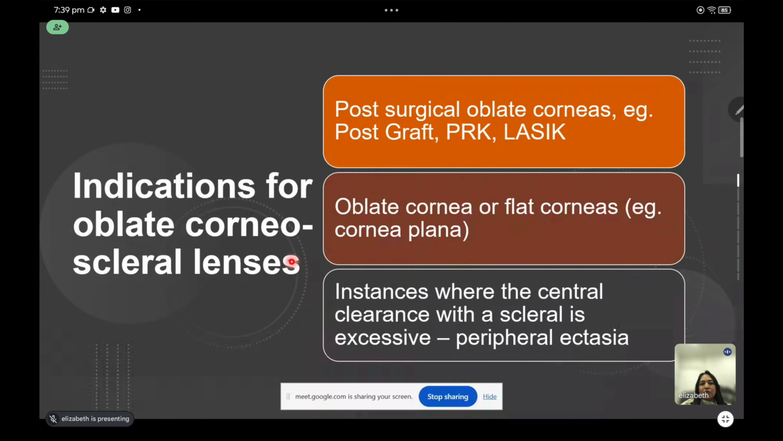So some of the indications for oblate corneoscleral lenses would be typically your post-graft, PRK or LASIK patients, or any patient with an oblate-shaped cornea, such as in cornea plana. So these are usually flat corneas that are flat in the center and steeper out in the periphery. And now recently we found that we actually use it quite often with peripheral ectasia as well. So instances where we get too much central clearance with scleral lenses because the cone, for example, in keratoconus, is out in the periphery.